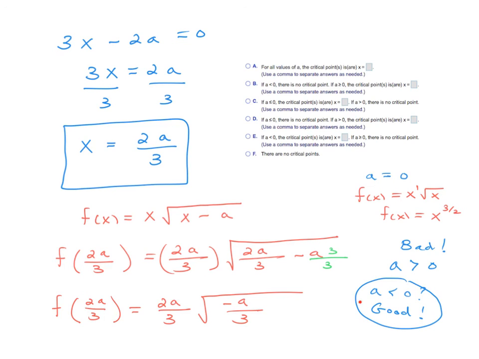So in this case, if it's negative, that's good. If it's positive, it's bad. But if we actually include 0, we don't get a critical value either. So this is the case that doesn't work. So up here, I want to choose the option that best reflects this. That is, if a is less than 0, there is a critical point occurring at this x value, and if a is positive or if it's equal to 0, then there isn't one. So I want to go with this option here. And that is it for this problem.